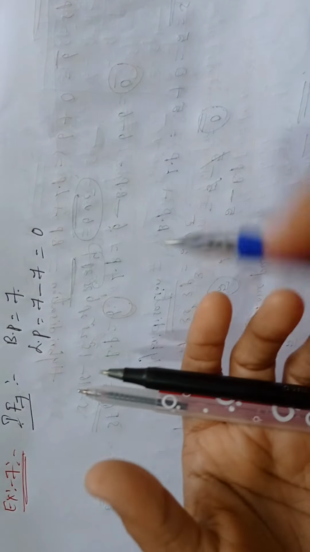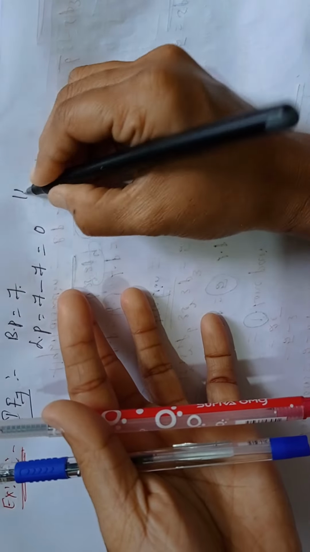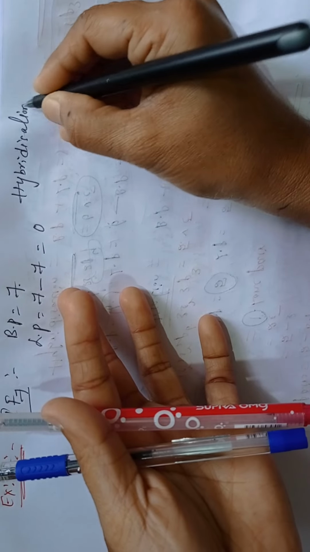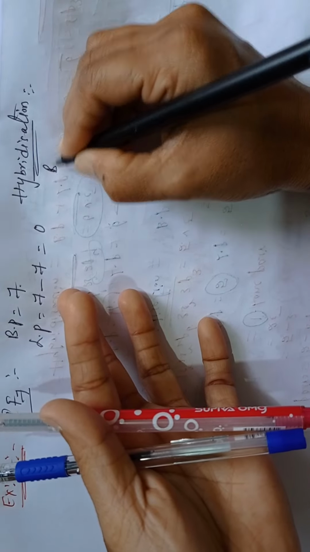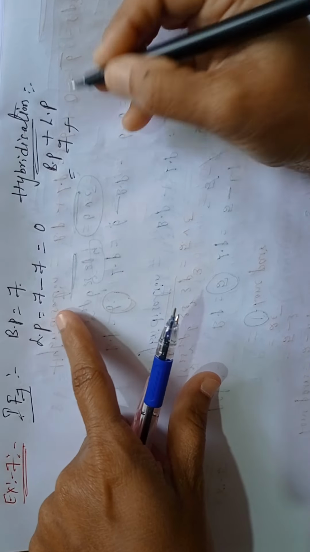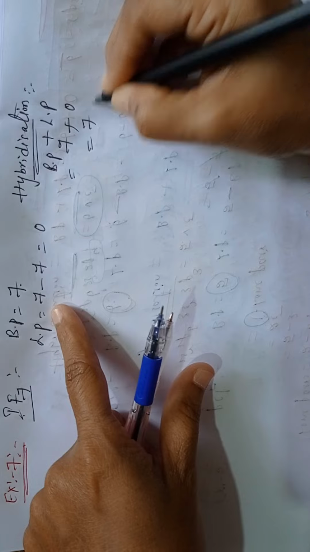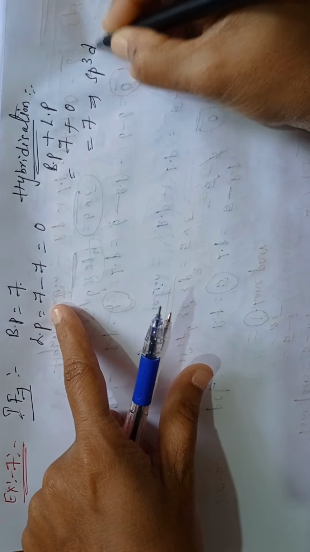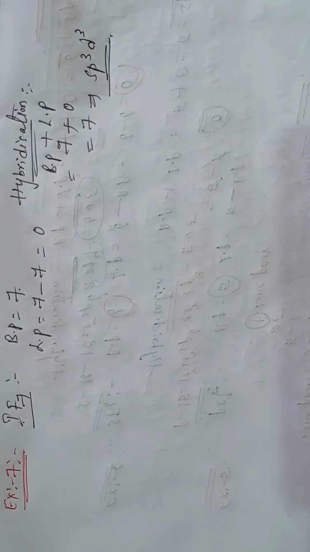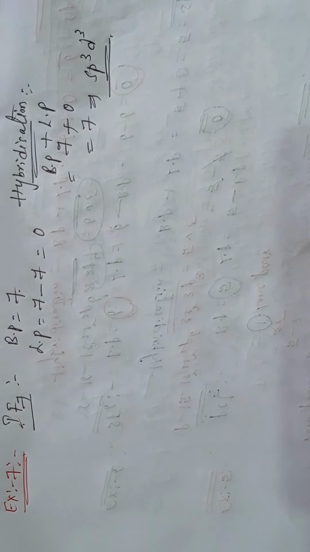Now coming to the hybridization, students. What is the hybridization formula? Bond pairs plus lone pairs. So bond pairs 7, lone pairs 0. 7 means which hybridization? sp3d3 hybridization. Clear, students? sp3d3 hybridization. This is example 7.